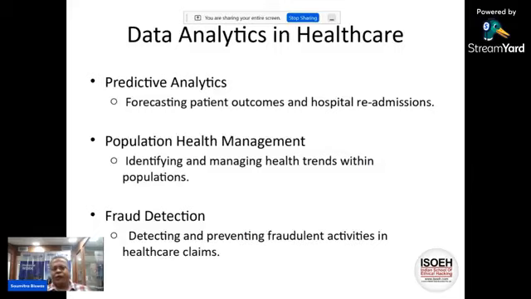So that is more or less what predictive analytics is all about. Next one is population health management.